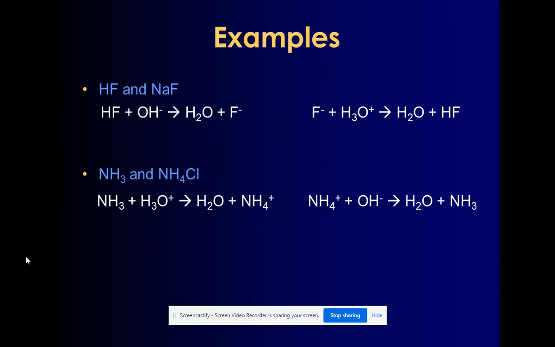Ammonia, being a weak base, reacts with acid to produce ammonium. Ammonium, being a weak acid, reacts with the strong base when that's added to your buffer mixture to produce ammonia. So, in both of these examples, the acid component of your buffer reacts with any strong base that's added to the mixture. The basic component reacts with any strong acid that's added to the mixture. And then they both end up making their conjugate counterpart, which can then be used to determine what the pH is after the strong acid or strong base has been added.